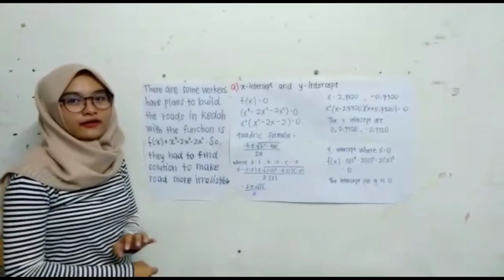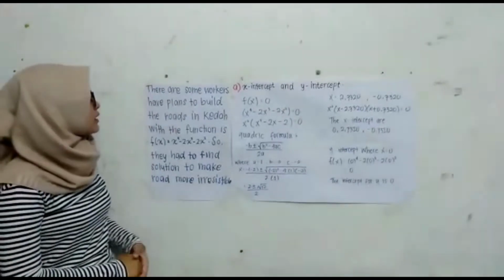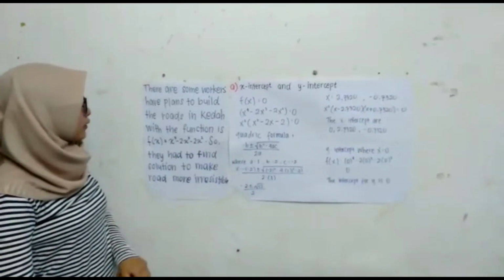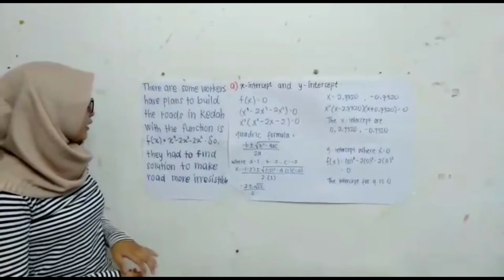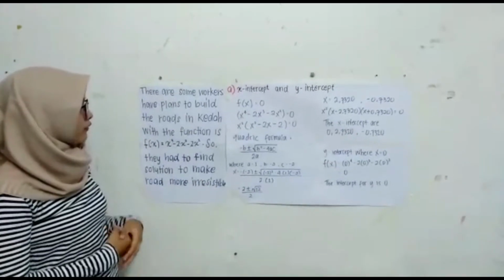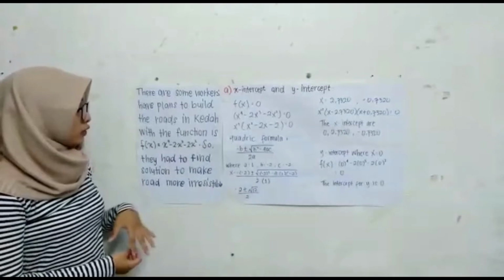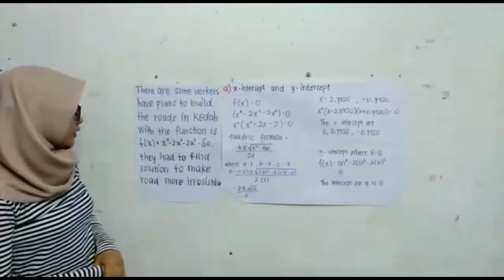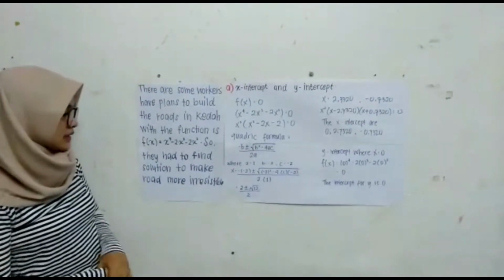Is 268,940. And the question is, there are some workers who have plans to build the road in Kedah with the function f(x) equals x to the power of 4 minus 2x cubed minus 2x squared. So they have to find the solution to make the road more irresistible.